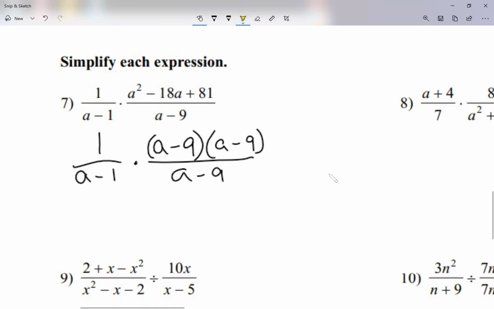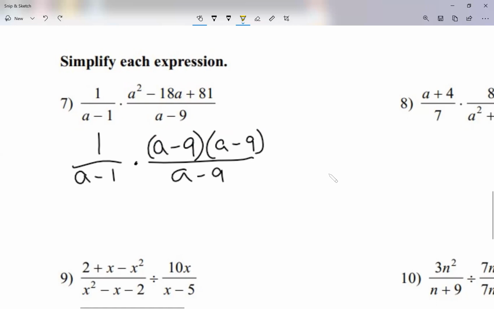Okay. Some of you might be a little lost right now. In case I lost you, this thing that I highlighted, a squared minus 18a plus 81, when I factor it, I get a minus 9 twice. Okay, that's where that came from. Again, I factor that.